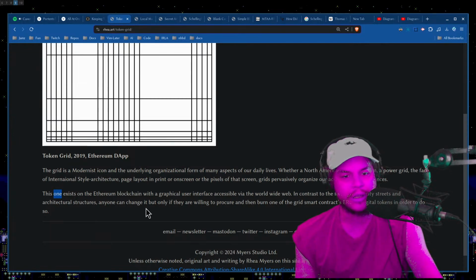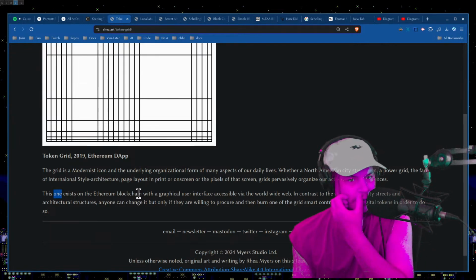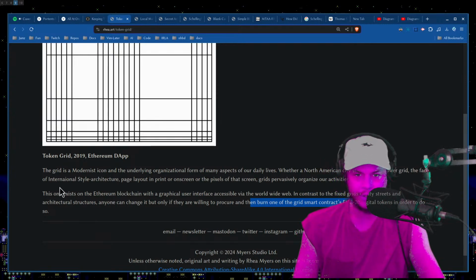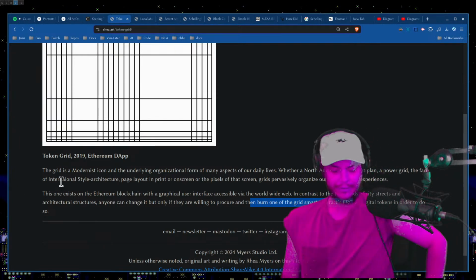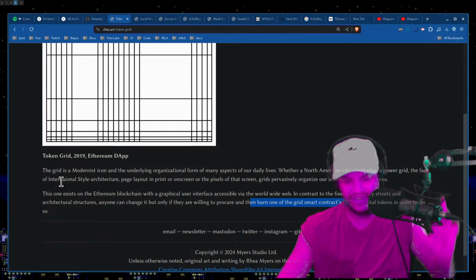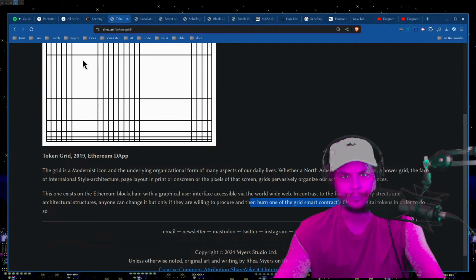This one exists on the Ethereum blockchain with a graphical user interface accessible via the World Wide Web. In contrast with fixed grids of city streets and architectural structures, anyone can change it only if they're willing to procure and then burn one of the ERC-20 digital tokens. It's the first time I've seen a 20 standard slowly come into the artwork, because this art was done before the standards existed. There were no standards.